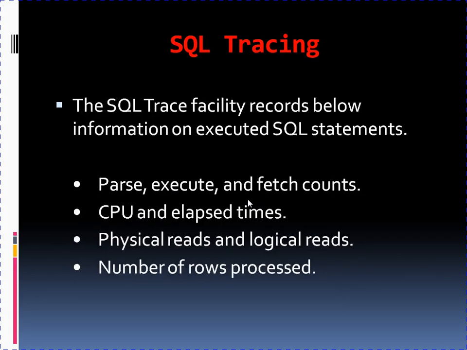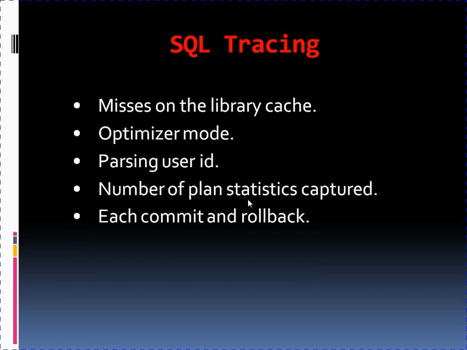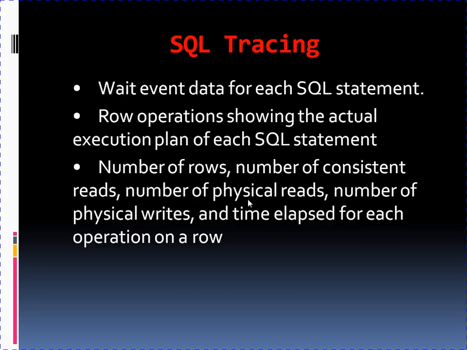Okay, once you turn on SQL tracing, it records valuable information on the executed SQL statements like parse count, execute count, fetch count, CPU time, elapsed time, physical reads and logical reads, number of rows processed, misses on the library cache, optimizer mode, parsing user ID, number of plan statistics captured, each commit and rollback, wait event data for each SQL statement, and row source operation showing the actual execution plan for each SQL statement. The plan shows number of rows, number of consistent reads, physical reads, number of physical writes, and time elapsed for each operation, and also cost and bytes. Okay, all this information is captured by SQL tracing and dumped into a trace file.